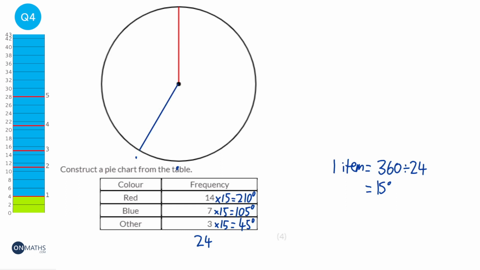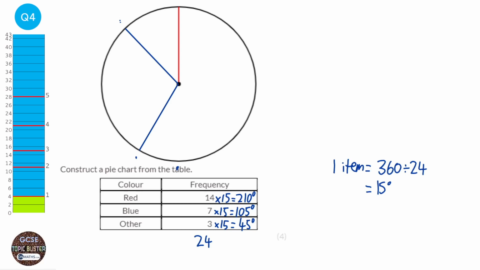Then to do 105, we're going to put our protractor in the middle. And we're going to look at 105, which will be up here. And then we're just going to join it up with a straight line. And then we're just going to check the last angle. And so if I put my protractor on it, it is 45 degrees.